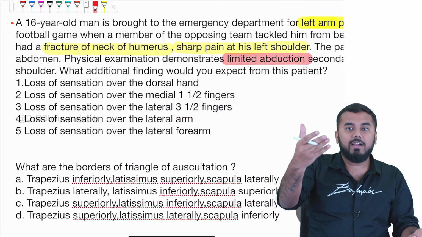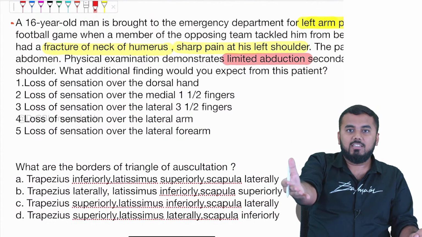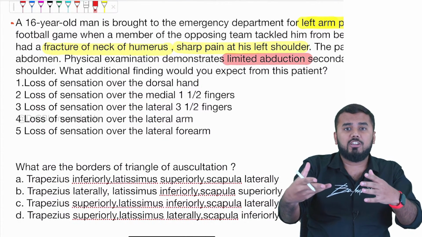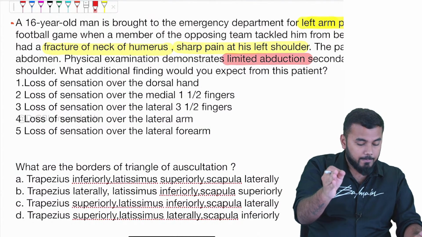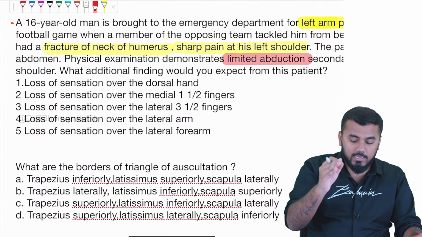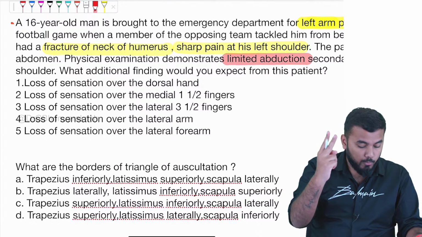What additional finding? What is the additional function? He is indirectly asking what the additional function is. By now you might know that the nerve is axillary. Perfect. But what is the additional function of that nerve? I told you two more functions. What is that?